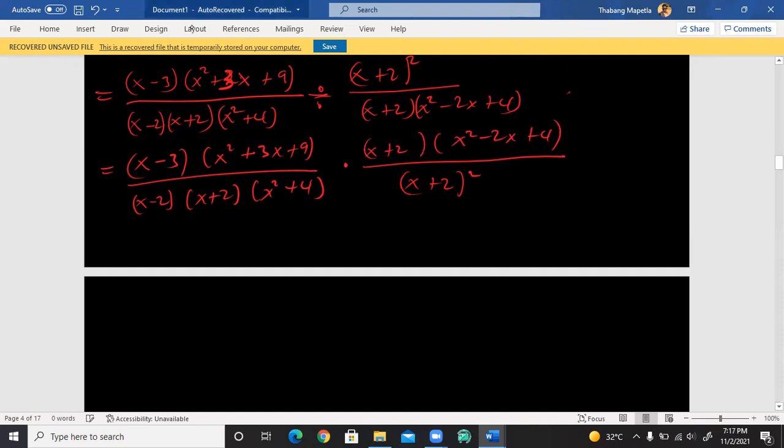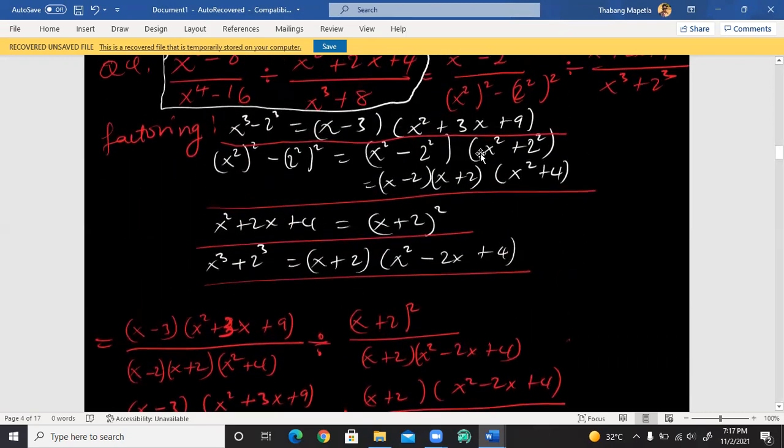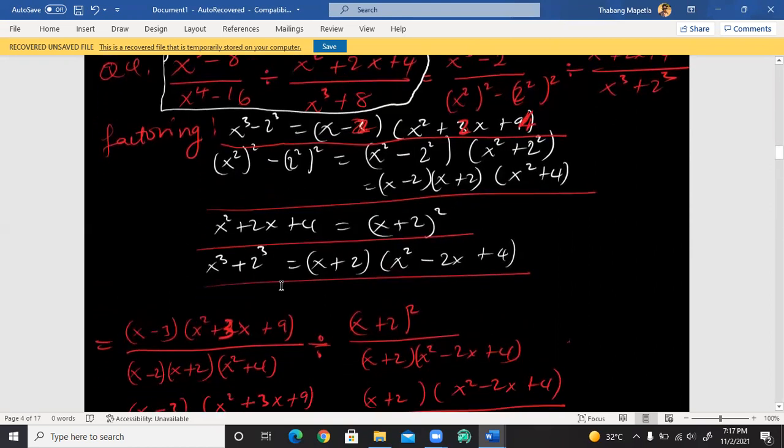This part which has a 3, I think I made a mistake. Fellows, I think I made a mistake. This is not 3 but 2. It should be a 2 here, right? And then here it should be a 2, and then here it should be a 4. That is the mistake I made. Same applies in the questions.